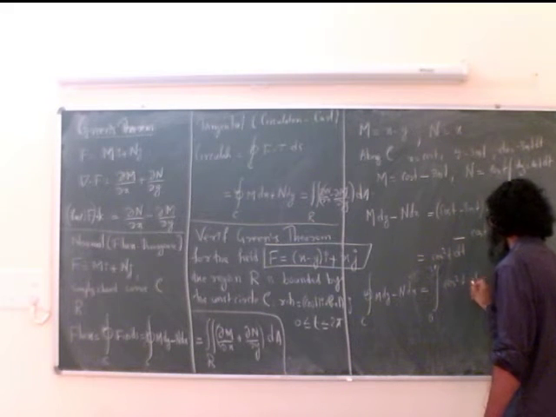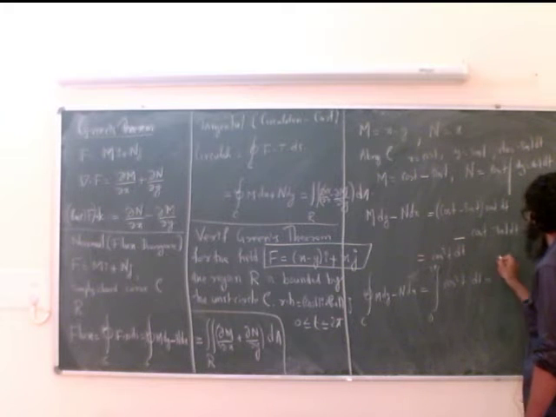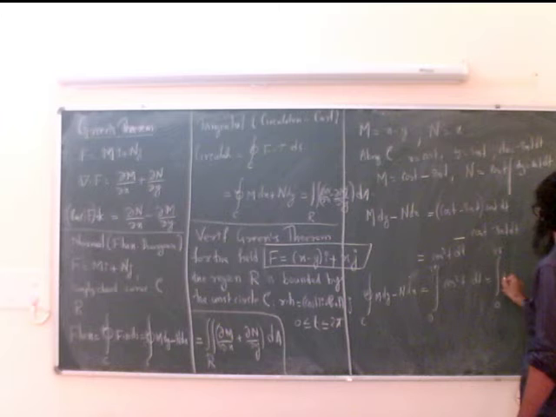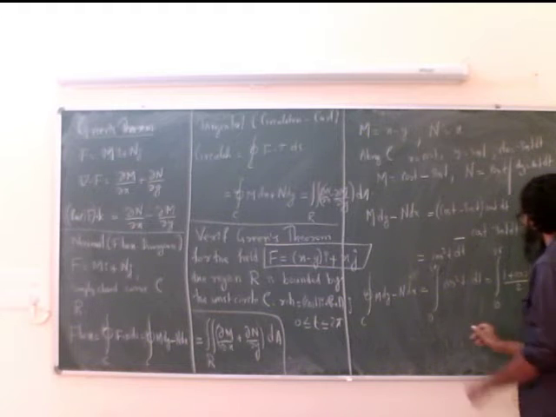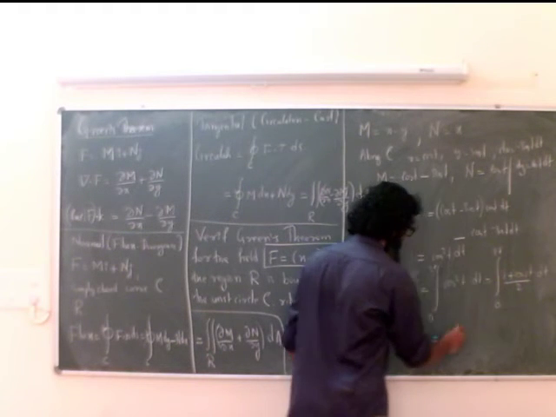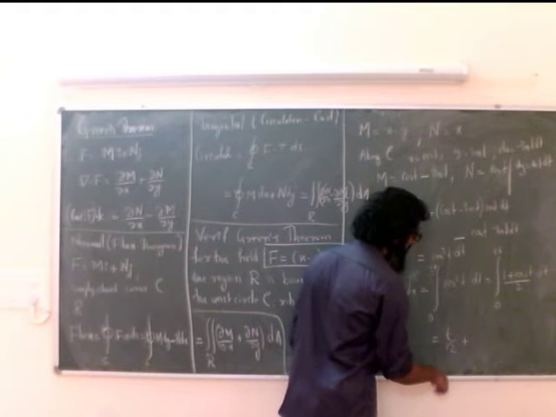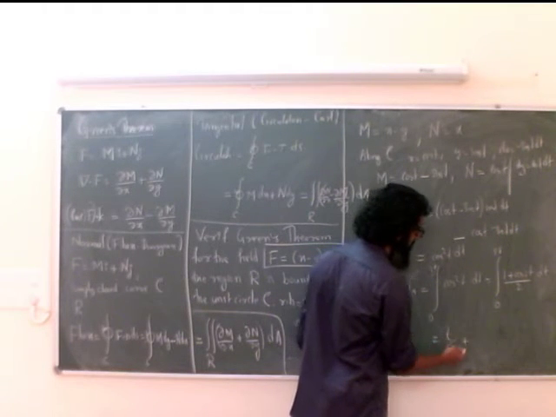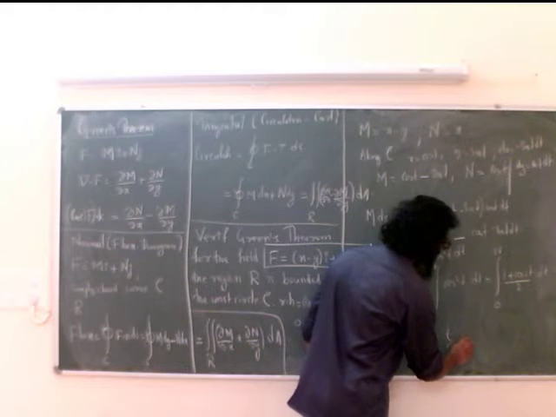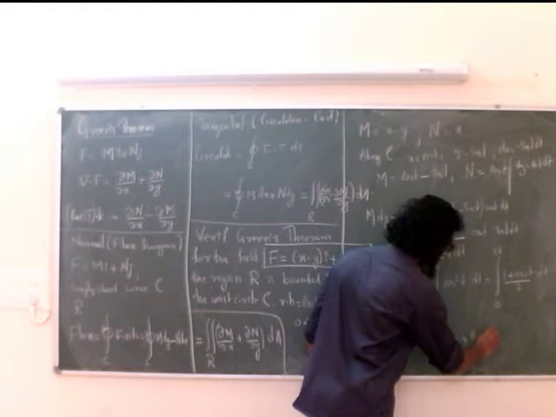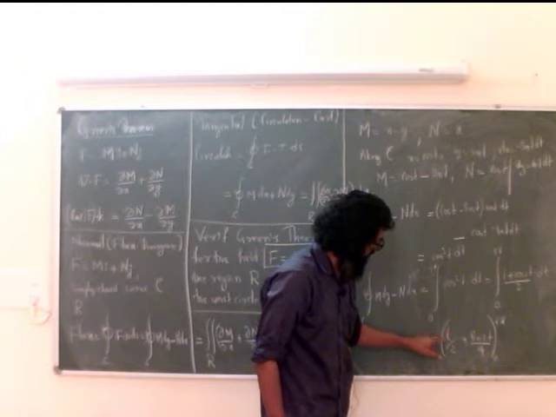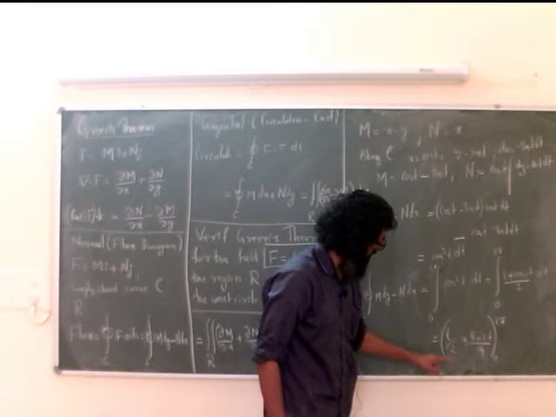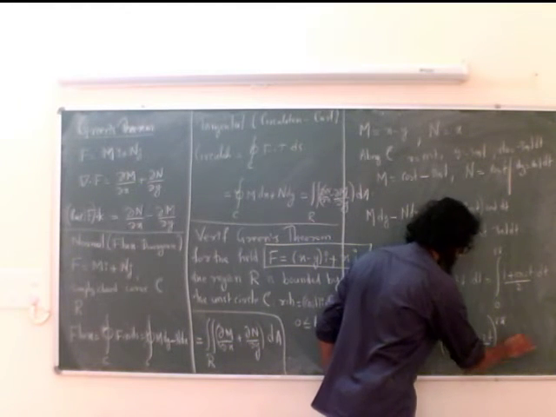cos square t dt. This is equal to the integral from 0 to 2 pi of (1 plus cos 2t) over 2 dt, that is equal to t by 2 plus the integral of cos 2t, which is sin 2t over 4, from 0 to 2 pi. When t is 2 pi, this is pi and this is 0. When t is 0, both the terms are 0. So what I am getting as the answer is pi.